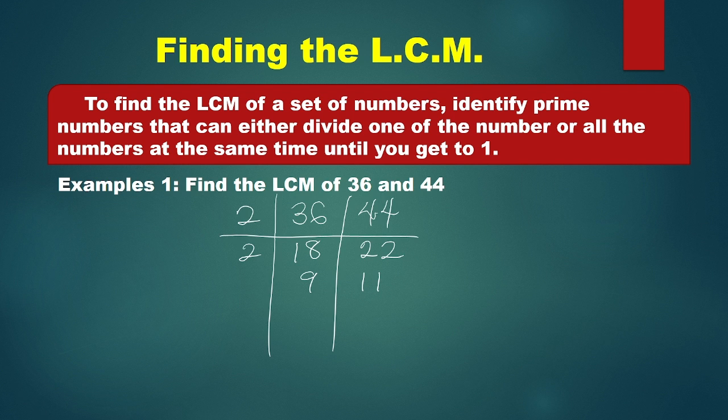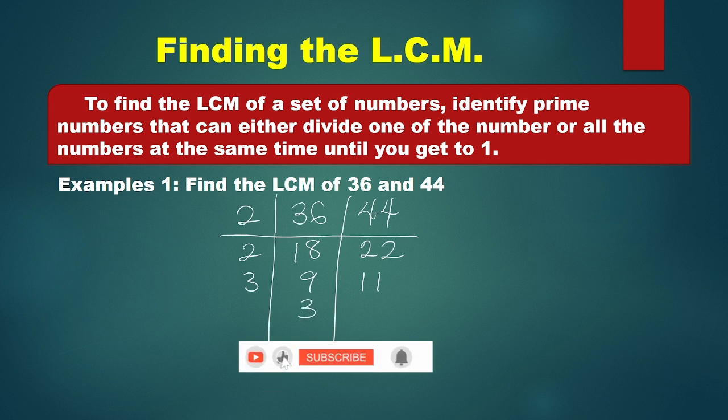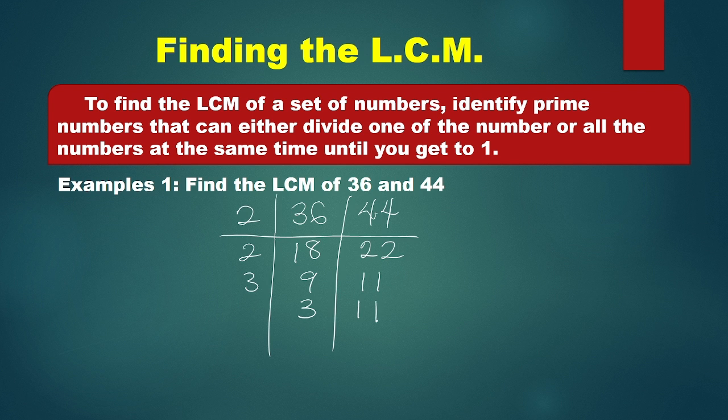The next prime number is 3, and 3 can divide 9. So I'll use 3. 9 divided by 3 is 3. But 11 divided by 3 will have a remainder of 2. So because there will be a remainder, don't bother dividing. Just bring down the 11. 3 can still divide 3. 3 divided by 3 is 1. 11 divided by 3 will still have a remainder of 2. So don't bother dividing. Just bring down the 11 again.